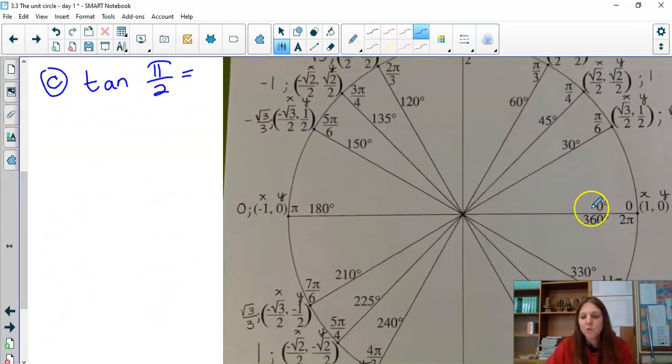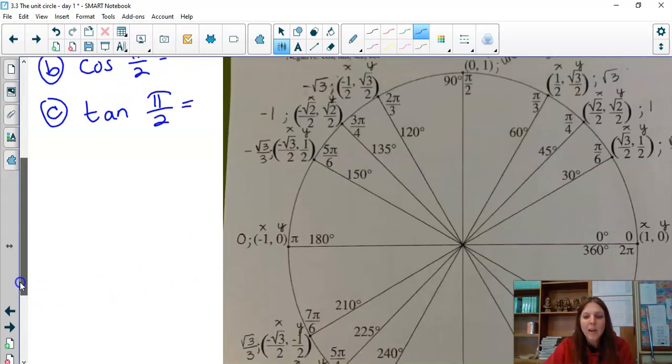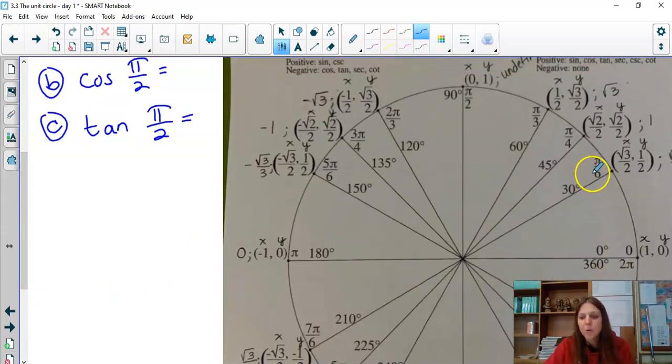Okay, so these are the degrees on the inside of the circle. You can see 0, 30, 45, etc., all the way around up to 360. And then you see the radians listed: 0, pi over 6, pi over 4, pi over 3. These are the radian measures that are the same as these angles. For example, pi over 4 is 45 degrees. 5 pi over 6 is 150 degrees, and so on.